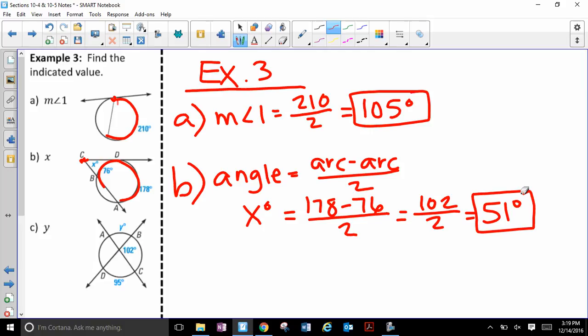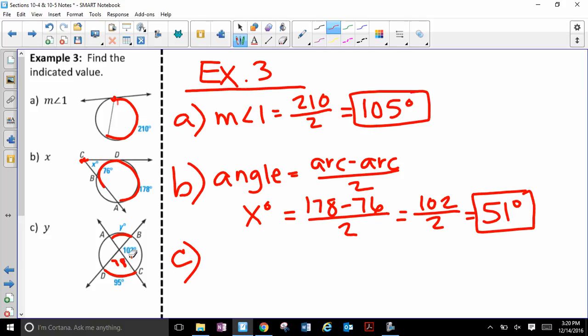All right, and then the last one is part C. Now notice our variable is on an arc this time. It's on arc AB. So if I look for its vertical arc, it's right here, which is DC. But I don't have the angle that goes with those, because remember those vertical angles are congruent to each other. So we need to figure out this angle here next to it. And so I would just do a linear pair. 180 minus 102 gives me 78 degrees for this angle.